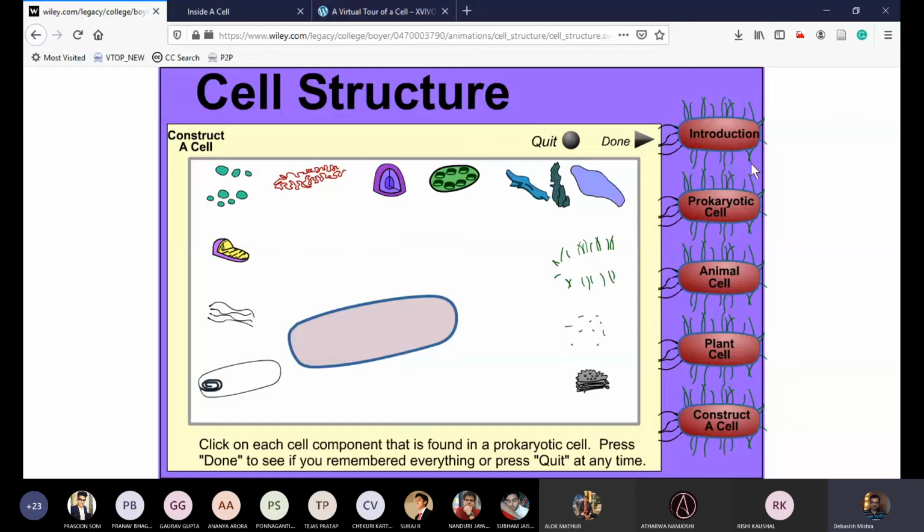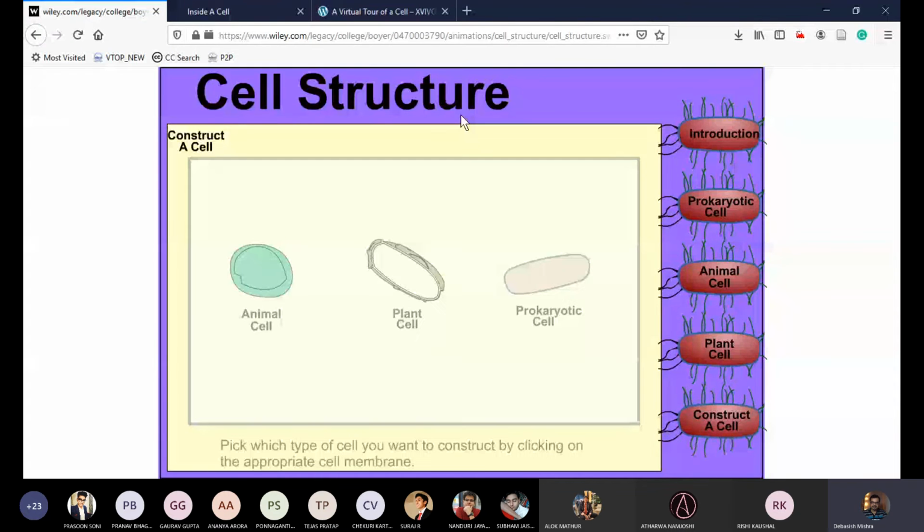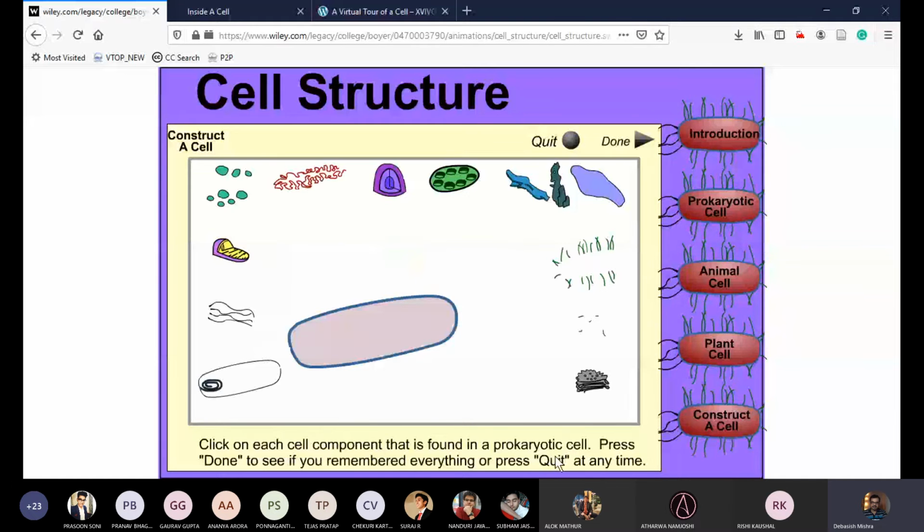Okay. What I did is I skipped the introduction. I just went to the last tab, that is construct a cell. So animal cell, plant cell, I am skipping. I am going for prokaryotic cells. So here we have a lot of options, so we need to carefully choose the things which exactly we need in the cell. Here, the only thing which is provided is the blue line, that is the cell wall.